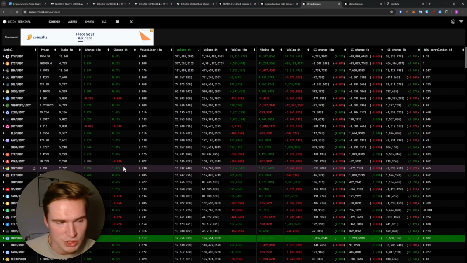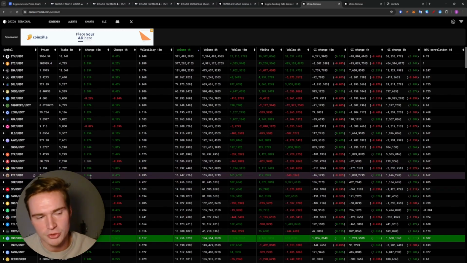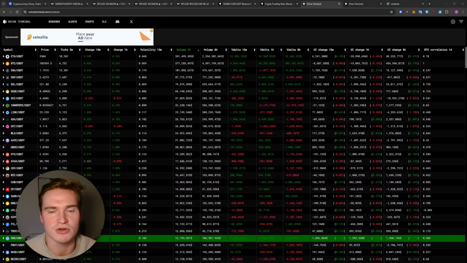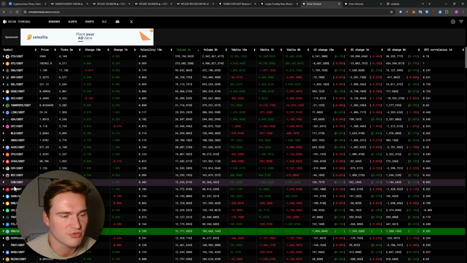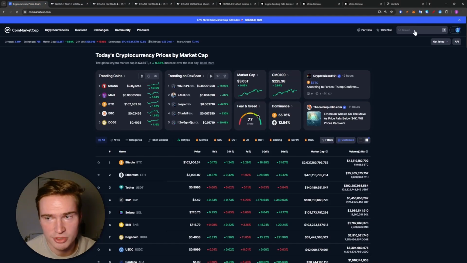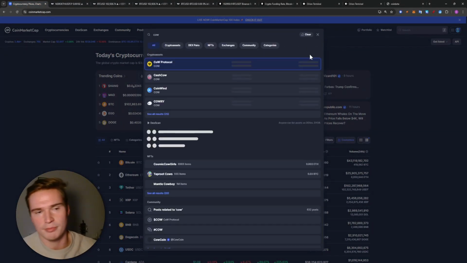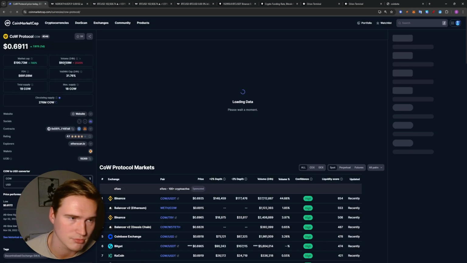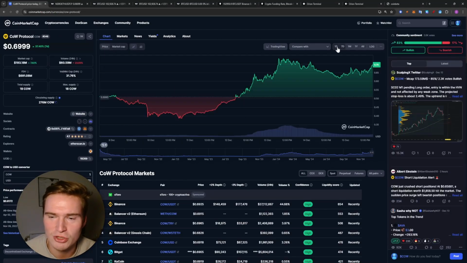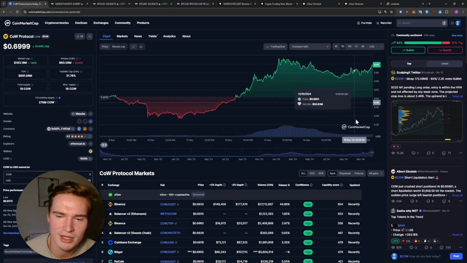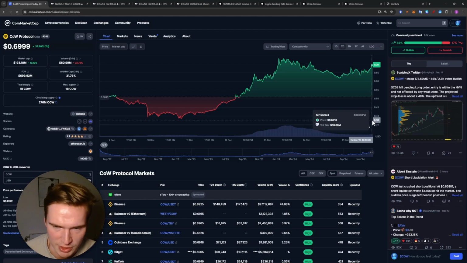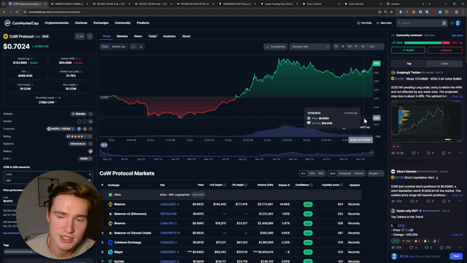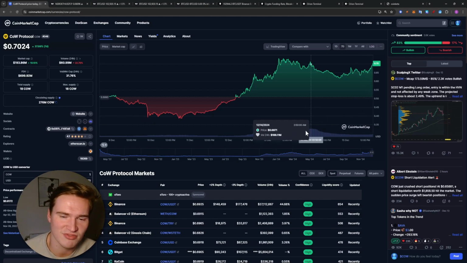All right. And then what you should probably do, because this volume is perpetual futures volume, is, for example, if you have Cow, which is a decent project, you look it up on CoinMarketCap, which I think you know that, and see if the volume there is also increasing. Which in this case, it is increasing, but it is far less volume than we saw when it was very bullish last week.